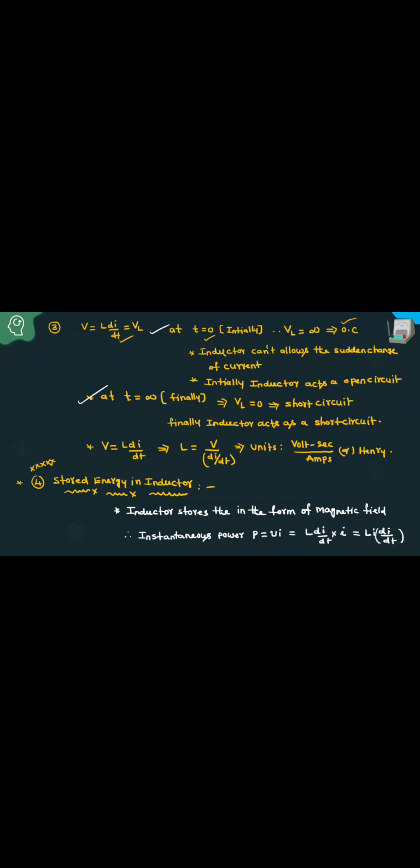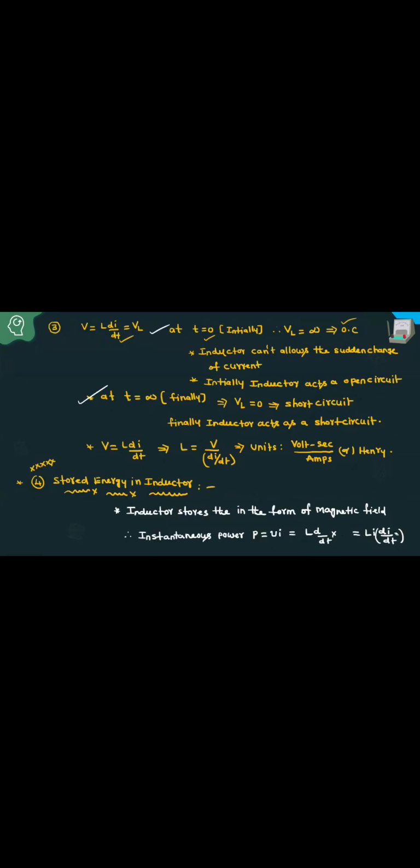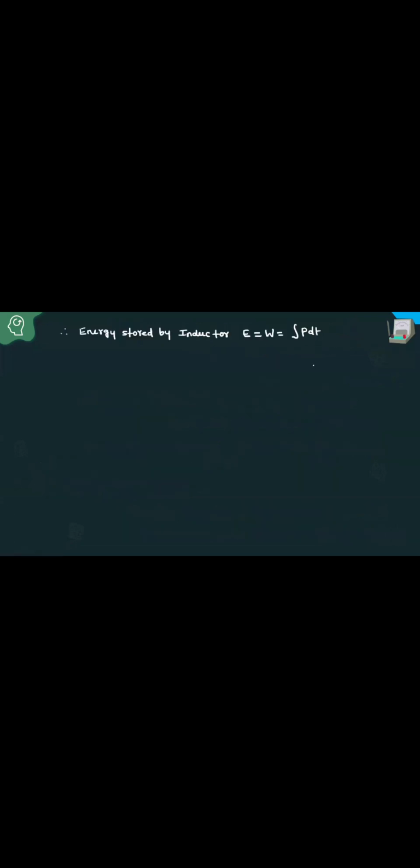Once you know the instantaneous power, how do we get the energy? The energy stored by the inductor, W, equals the integral of p dt. You can use either capital or small letters; I'm following capital letters. Substituting, W equals the integral of L i di by dt times dt.